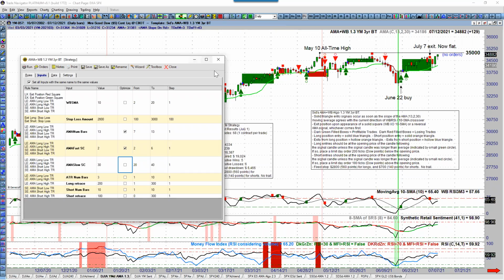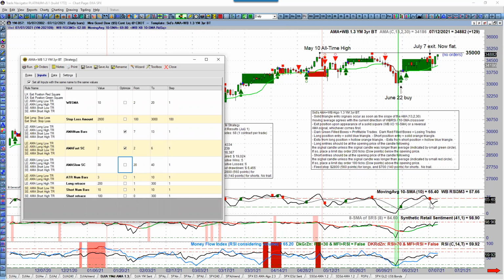So the basic nuts and bolts of the system take those two items, the adaptive moving average and the Walter Bressert, and a moving average that is back tested. In this case, it's a 10-day simple moving average of the Walter Bressert and crossovers. And we develop signals out of that. So if both of those items are in agreement, then it gives a signal to go long.